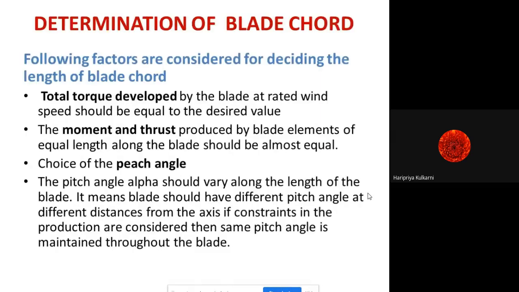Now blade chord. The chord is the maximum length of a blade from its center to the outer tip. So that we have seen. The torque developed should remain equal, right, and at the desired value. So this we have seen. The choice of the pitch angle is one of the factors which decides the blade chord. Pitch angle is the twist given to the blade.